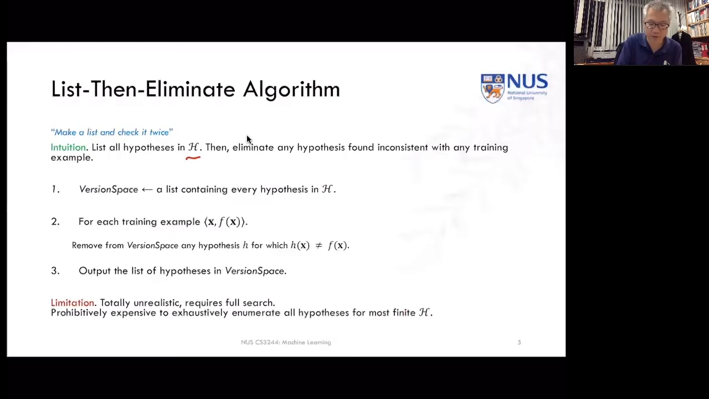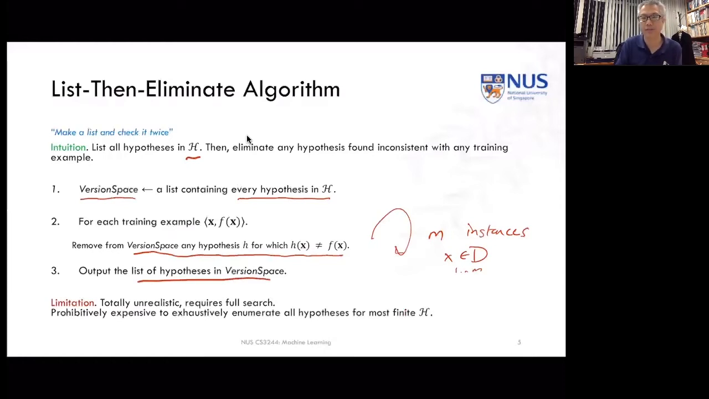It first sets the version space that we want to find as all of the hypotheses that are possible within H, okay? And we're going to remove, for each training example, any hypothesis where our hypothesis predicts a result that's not consistent with our target function, right? Once we've run this loop all m times for all of the m instances in our data set, that means 1 through m here, okay? Then we're going to output the list of hypotheses in the version space.